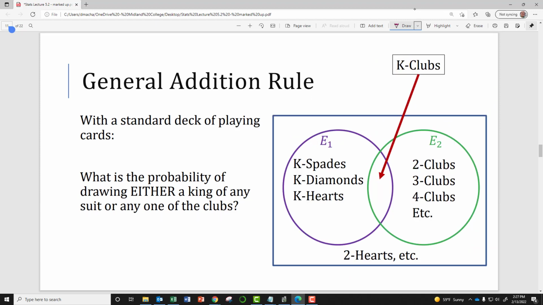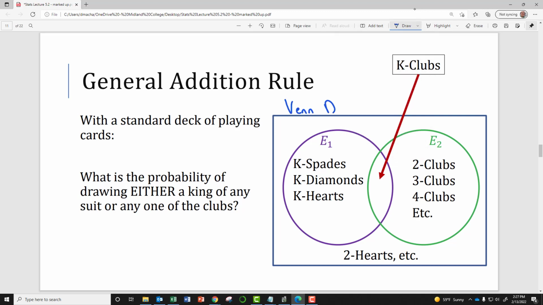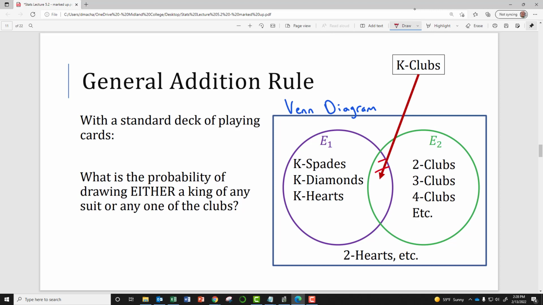So here's a Venn diagram again that was illustrating my example. There are 2 events, E1 and E2. E1, containing all of the kings, has a king of spades, king of hearts, king of diamonds, and a king of clubs. And E2, notice, has a 2 of clubs, 3 of clubs, 4 of clubs, a whole bunch of clubs cards, and that also includes the king of clubs. This little overlapping region represents the king of clubs because it belongs to both events E1 and E2. So now you know how to write this as a Venn diagram as well.